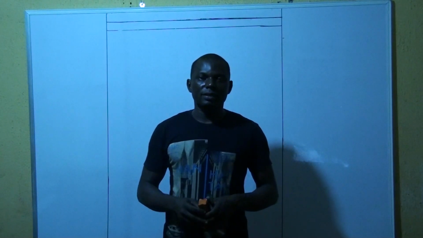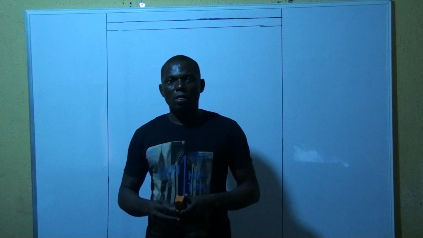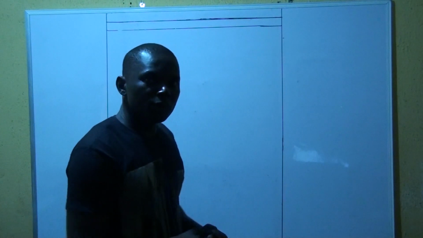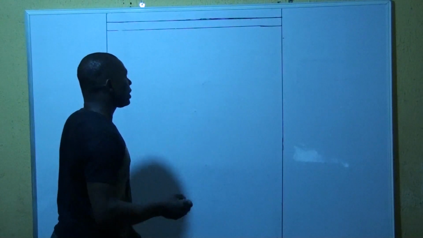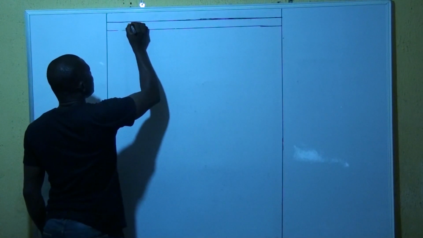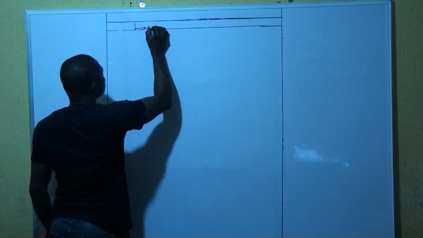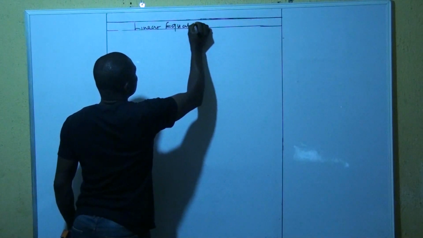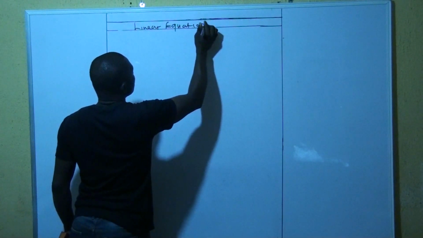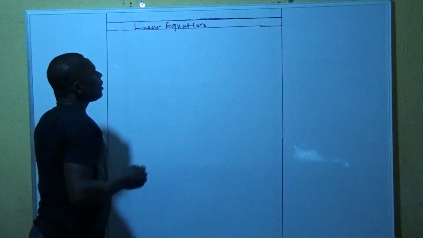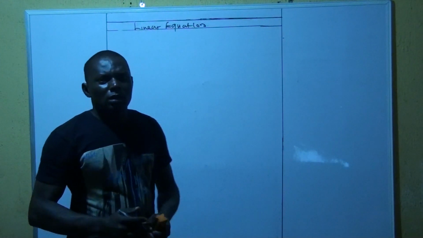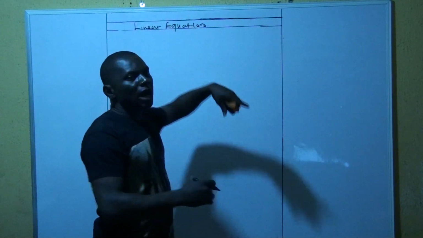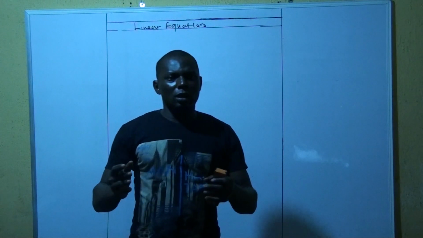In this class, we are going to look at linear equations. So that's what we're going to look at today. We're going to look at what? Linear equation. Now, the word linear simply means straight line.